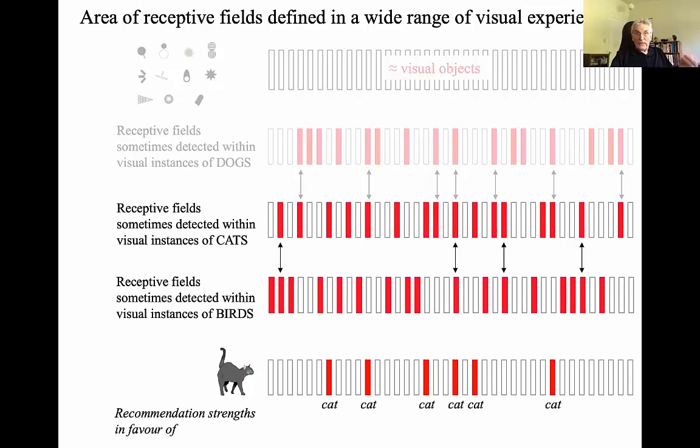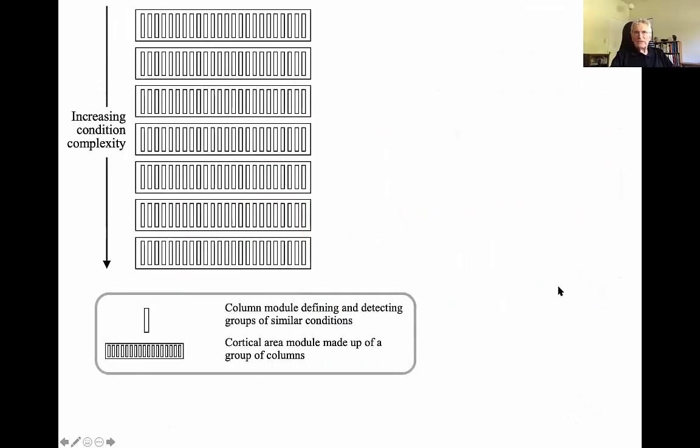So those receptive fields will have some recommendation strength in favor of cat-appropriate behaviors. Some will also have recommendation strength in favor of dog-appropriate behaviors. And a few may even have recommendation strengths in favor of bird-appropriate behaviors. But effective discrimination for the area means that all the groups of receptive fields detected in response to instances of one category are sufficiently similar to each other and sufficiently different from the groups detected in response to different categories that it's possible to assign recommendation strengths in such a way that the correct behavior almost always has the highest total recommendation strength.